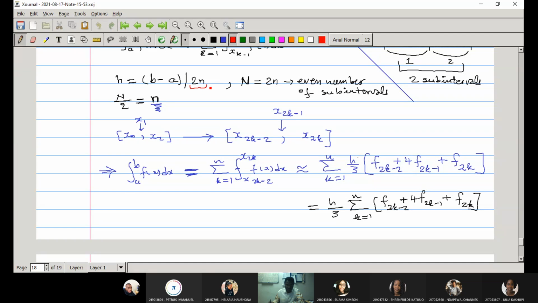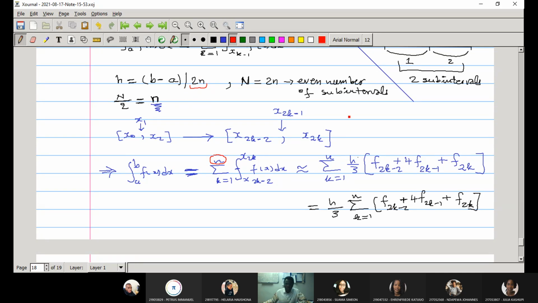This is the total number of sub-intervals, 2n. And here we sum from 1 to n, because this integral has two sub-intervals, so in total we have 2n. Is that clear? This n times the two sub-intervals here will give a total of 2n. So when you take the summation here, never make the mistake of taking 2n. It is half the total number of sub-intervals.